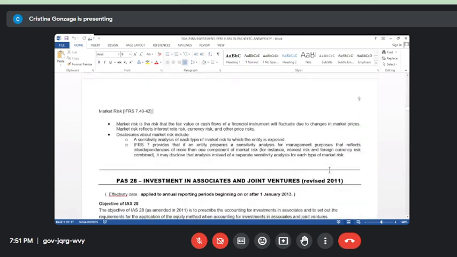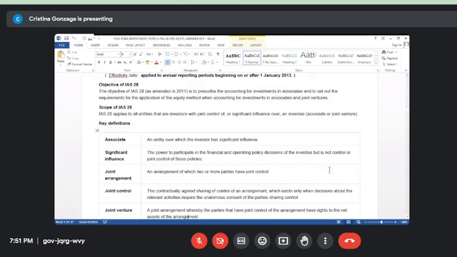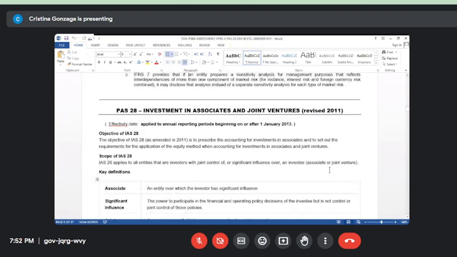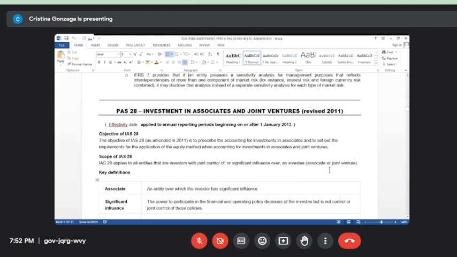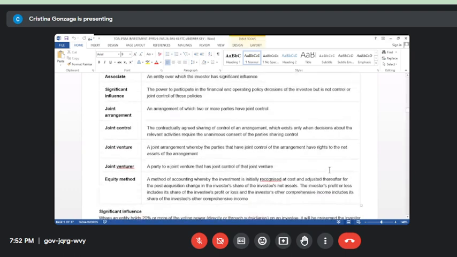Okay, PAS number 28, investment in associates and joint venture. Ayan, di ba? O ano-ano 'yan? Syempre, definition of terms. Ano ba ang associate? What do you mean by joint arrangement? Ano yung significant influence? Significant influence means the power to participate, hindi control, the power to participate in the financial and operating policy decisions of the investee but is not control or joint control of these policies.